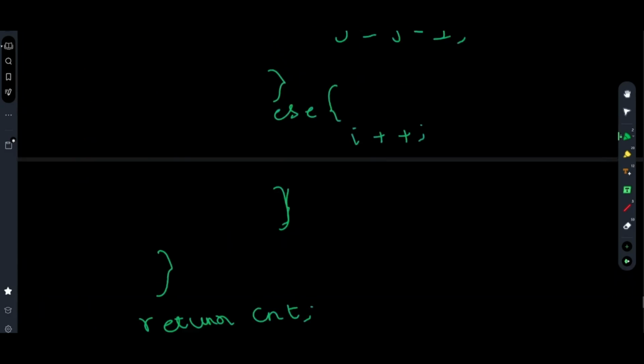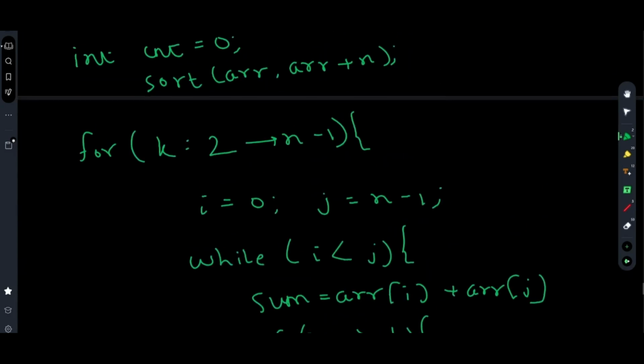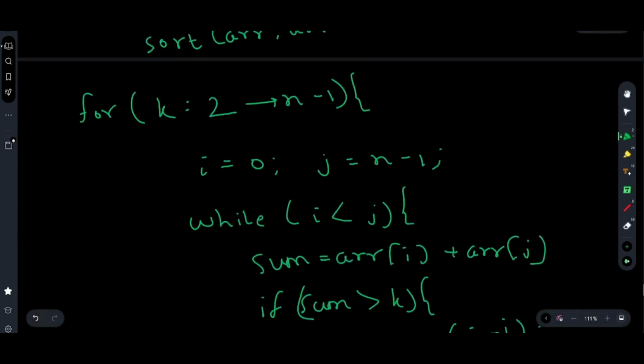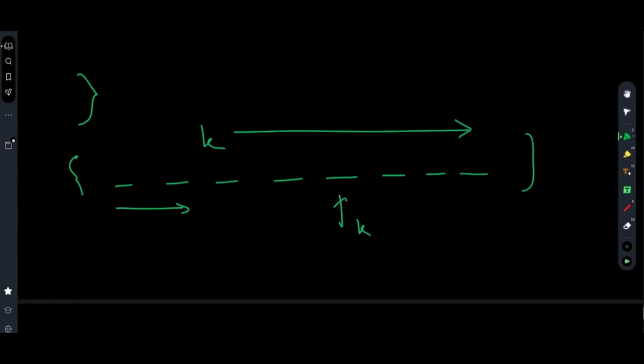So effectively, what will be the time and space complexity? You see, we are effectively having one loop. This k is moving all throughout. Now for each k, i is moving, j is moving, but are they moving entirely? No, they are not. Once they cross each other or meet each other, they stop.